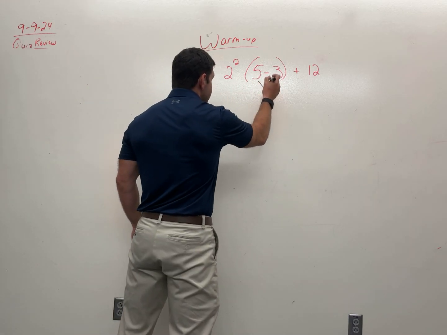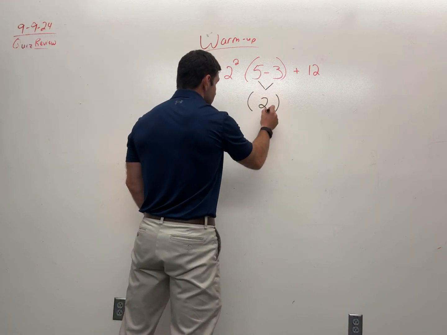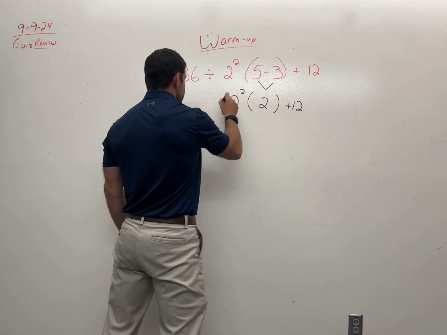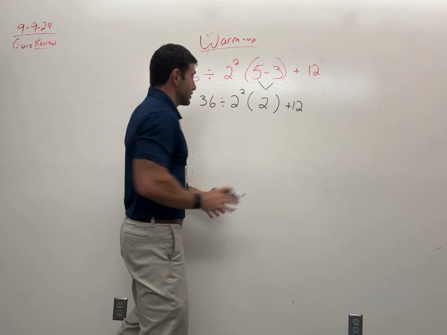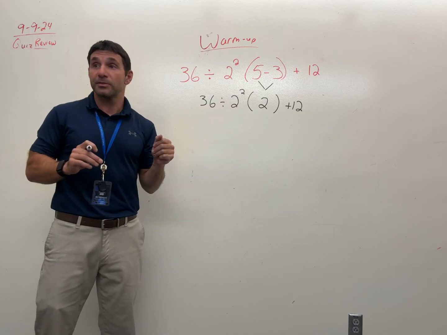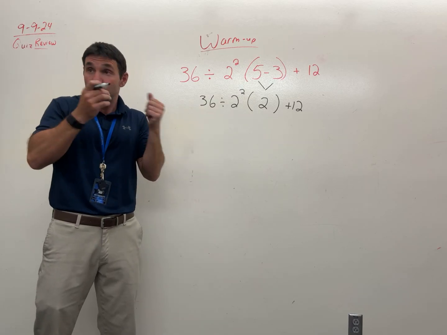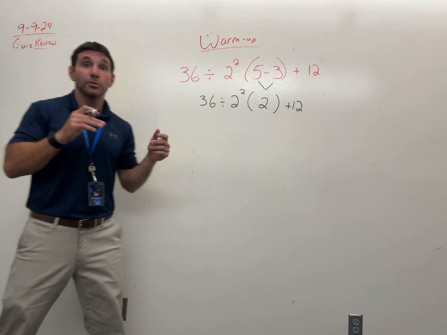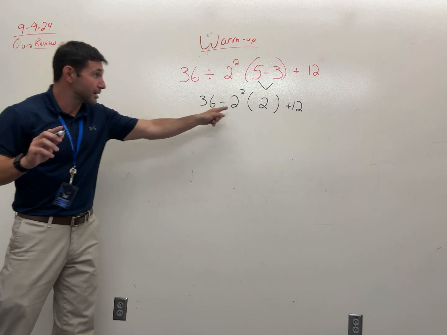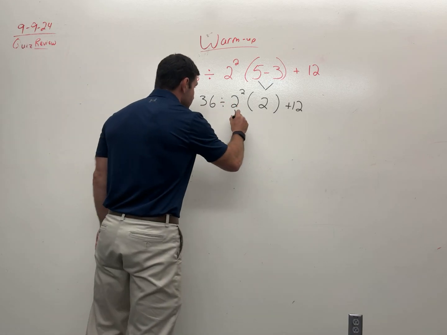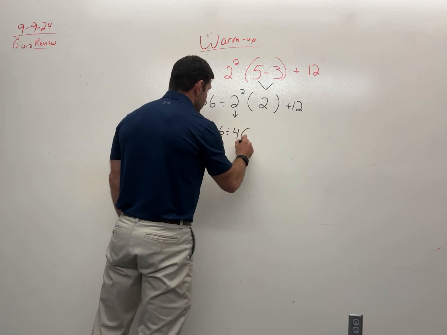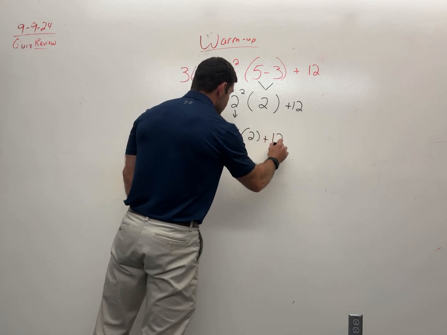So we do 5 minus 3. That's 2. I bring everything else down. Notice I haven't done anything else. Is there anything else to do to a 2 inside the parentheses? There's nothing else. We can't do anything to that 2. So now we start to look outside of those parentheses. Are there exponents? Yes. So all I'm doing is the exponent. That is 4. So I rewrite 36 divided by 4 parenthesis 2 plus 12.